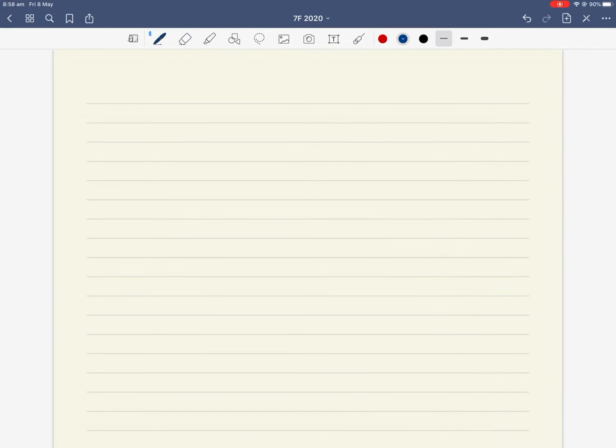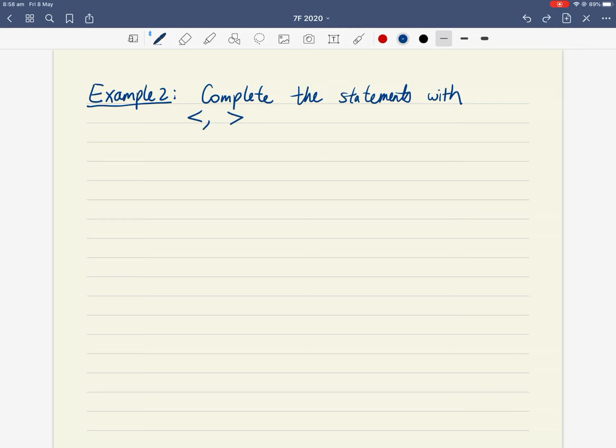All right, so let's look at a few more comparing fractions questions. Let's look at example 2. Example 2 says, complete the following statements with your inequality signs: less than, bigger than, or equal to symbols.